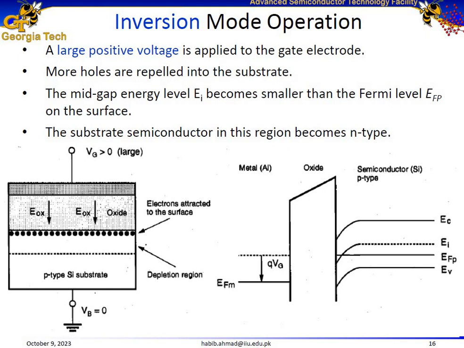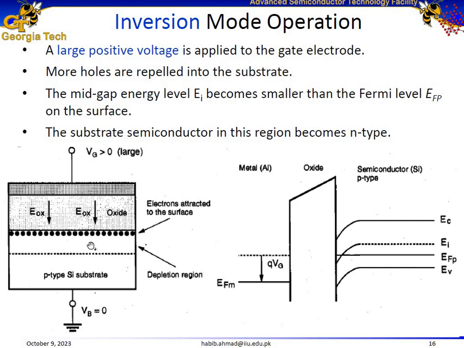The next mode of operation, which is also crucial to us, is called the inversion mode of operation. In the inversion mode of operation, we apply a large positive potential to the gate. So if we apply a large positive potential to the gate, it actually attracts electrons towards the surface from the p-type substrate. As we discussed, electrons are minority carriers in the p-type substrate, but if we apply large positive potential, it's going to attract electrons towards the surface.